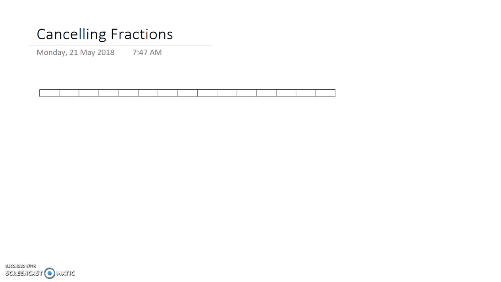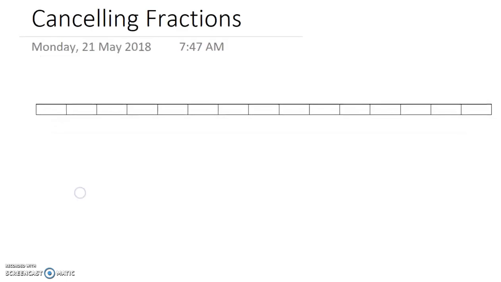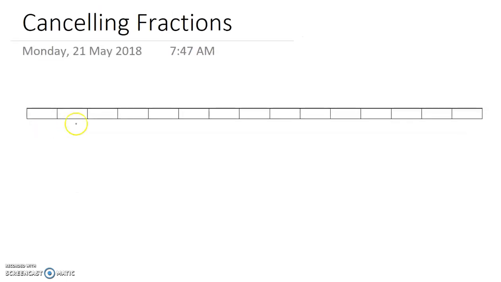Okay, so this is all about cancelling fractions. Now, can we see a whole with 15 equal pieces? Yep. Okay, so if I shaded 3 of those, what would the fraction be? 3/15. Okay.